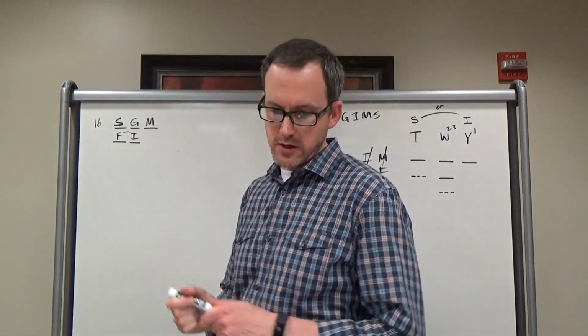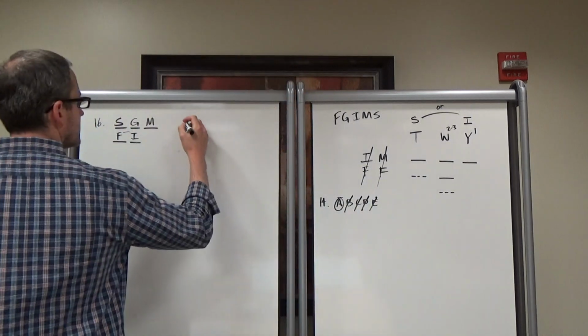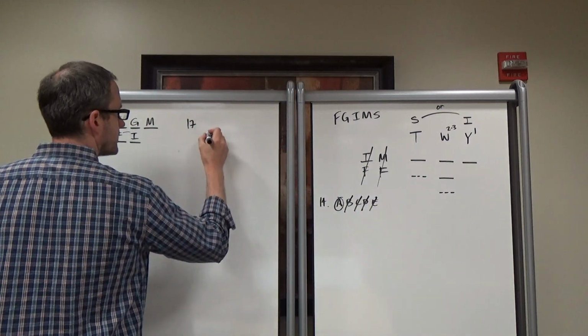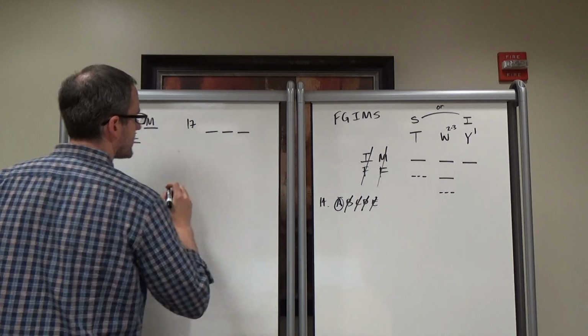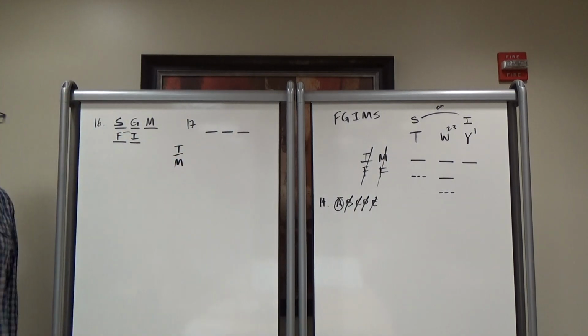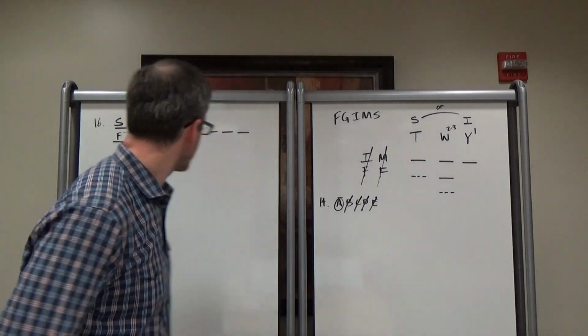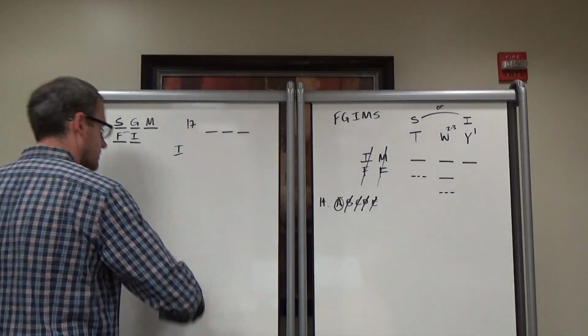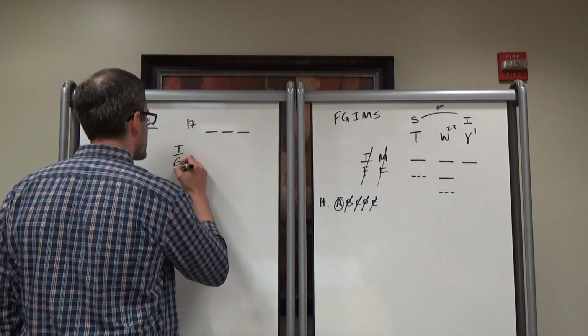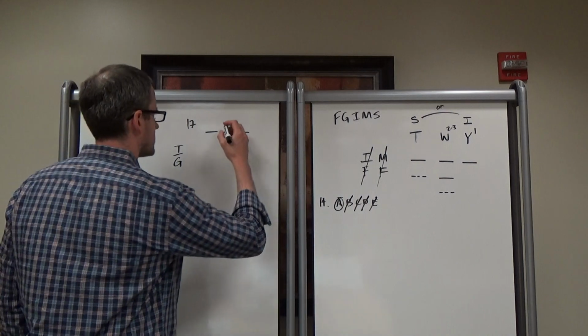All right, 17. If one of the families owned both the I and the M, which one could be true? So if one of the families owned the I and the M, what family could that be? G and I. Oh, does it say G and I? Oh, sorry. Yeah, G and I. Thank you. If it owns G and I, that could be W. Can't be T.